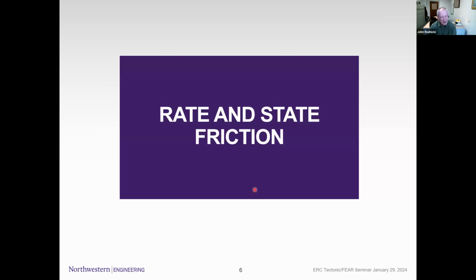Okay, so we're going to use rate and state friction. Probably most people know about this, and maybe more than I do, but I'll go through it anyway for those who don't.